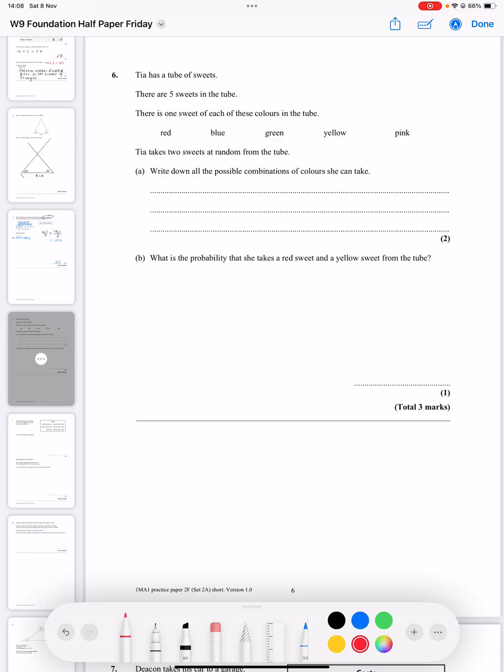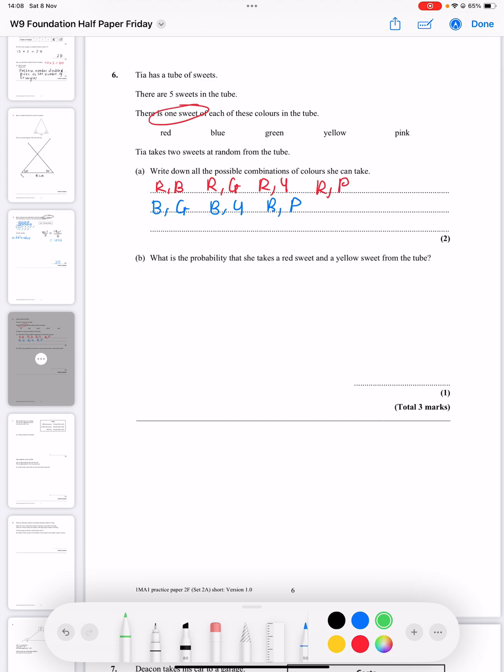So let's start with red. Because there's only 1 sweet of each colour and we're taking 2, we need to understand that there's no repeat, so we can't have a red and then a red, because that's the same colour and it's just 1 sweet of each colour. So we start with red, blue. We can get a red and a green, a red and a yellow, a red and a pink. Then we consider the blues, but before we go straight in with writing blue and red, we've already got red and blue, so we don't need to write that one down. So we're going to start with blue green, blue yellow, blue pink.